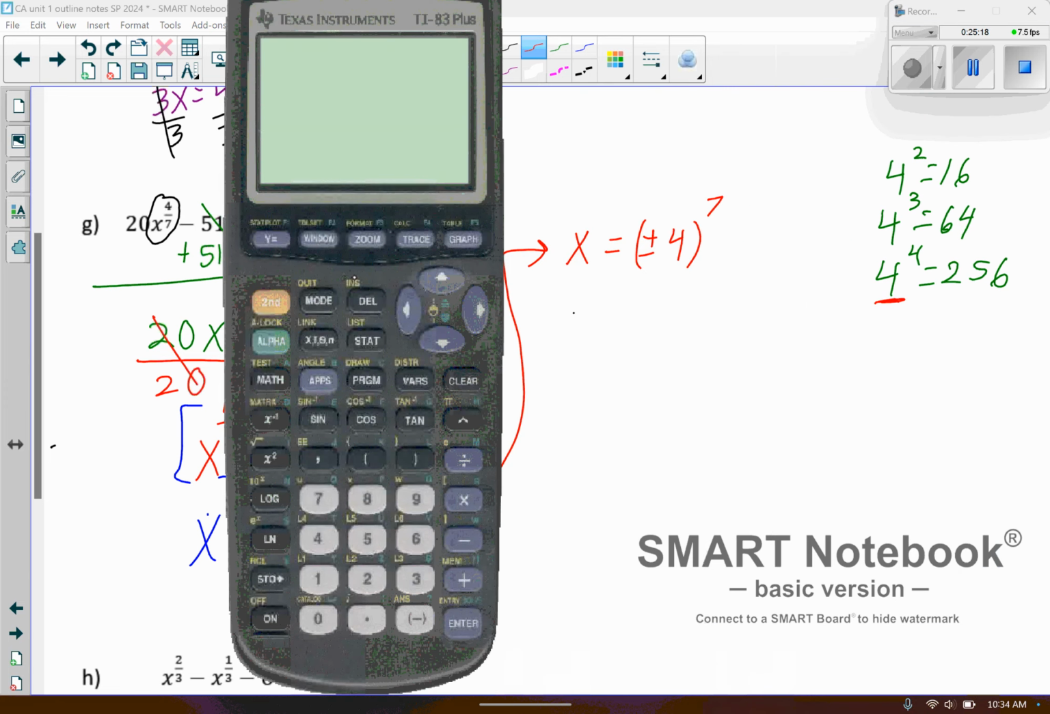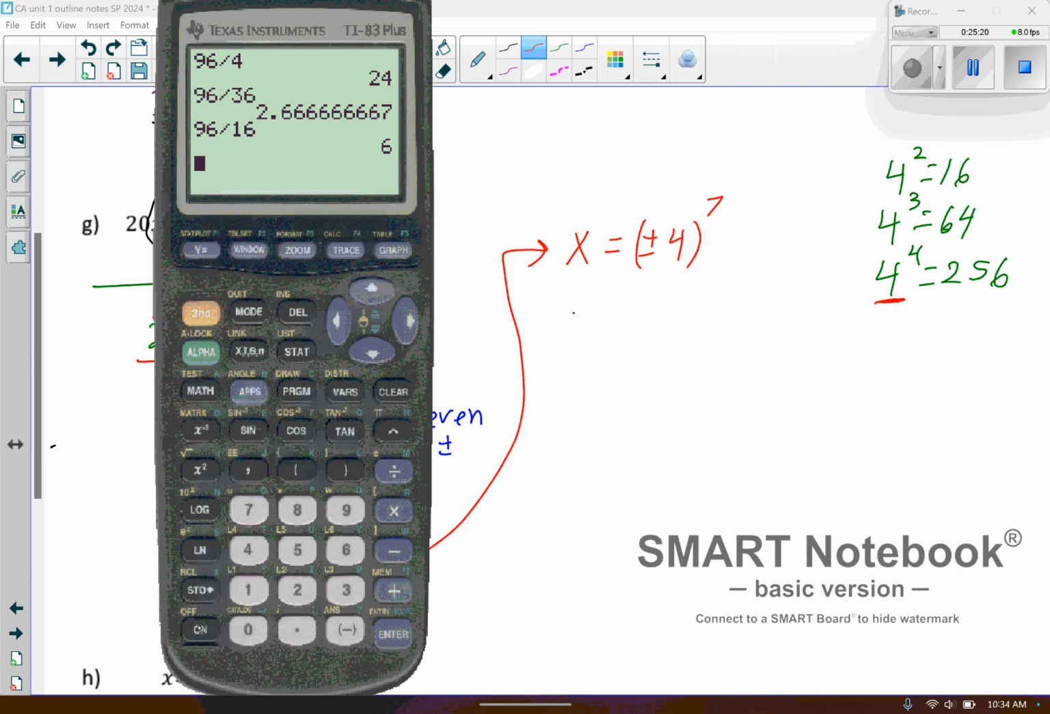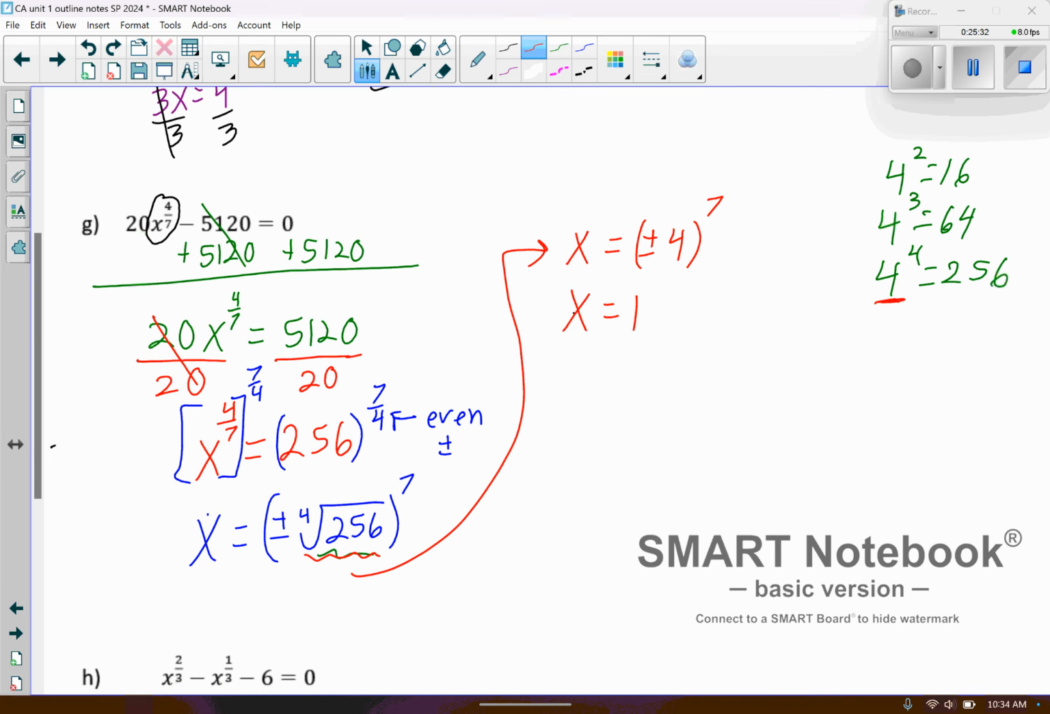All right, so I got my calculator here. Let me turn it on. And so I'm going to have to do 4 to the power of 7. It's going to be pretty big. So let's see, 16,384. So x equals 16,384. And then, yes, I need to put that plus or minus.